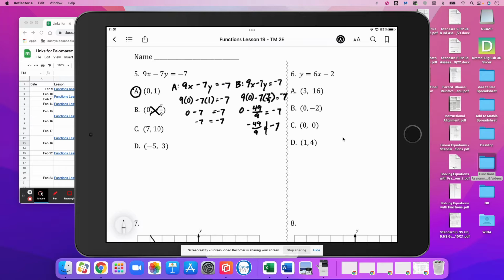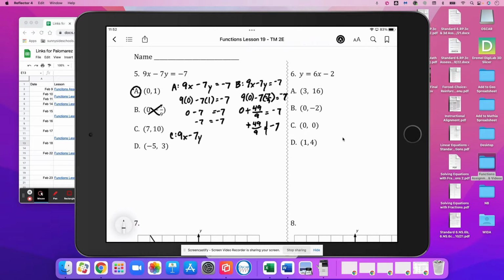Or is that negative 7 ninths? I forgot my negative on my problem, didn't I? So let's fix that. That would make that a positive 49 over 9. Still doesn't change the fact that it's not going to work. So there we go. Moving on to C.